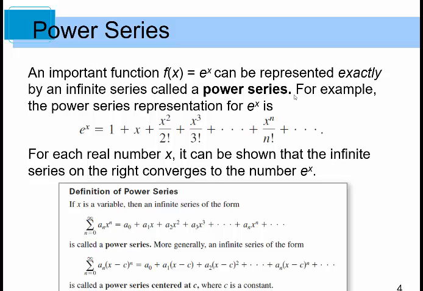So by definition here, if x is a variable, then the infinite series, the sum of a sub n times x to the n, from n equals 0 to infinity, is called a power series. More generally, an infinite series of this form, where it's not just x to the n but x minus c to the n, is called a power series centered at c, where c is some constant.